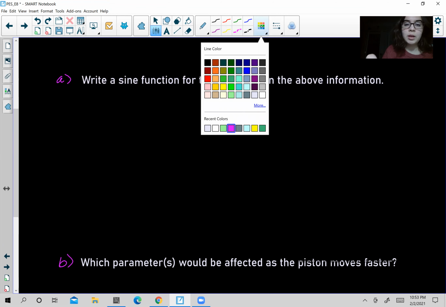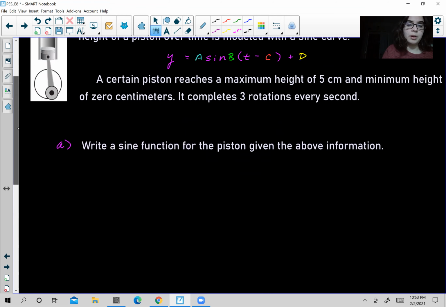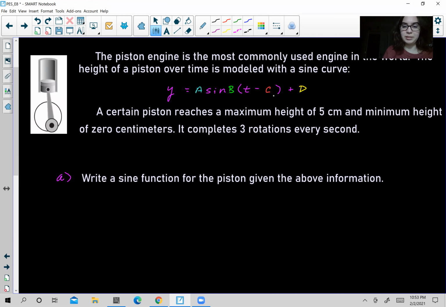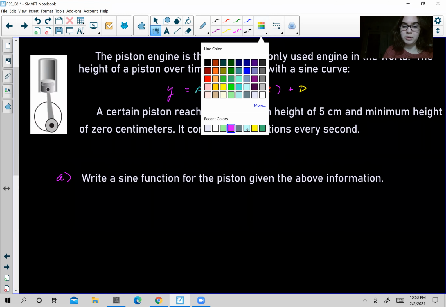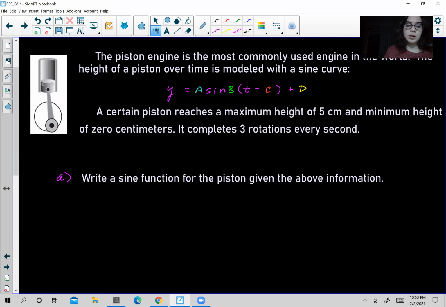All right, so you get a hint with all the different letters written in here, so we know which components we have to think about. And so let's write down the information we're given. So the maximum is 5, and the minimum is 0. Frequency is equal to 3. And that is what we're given.